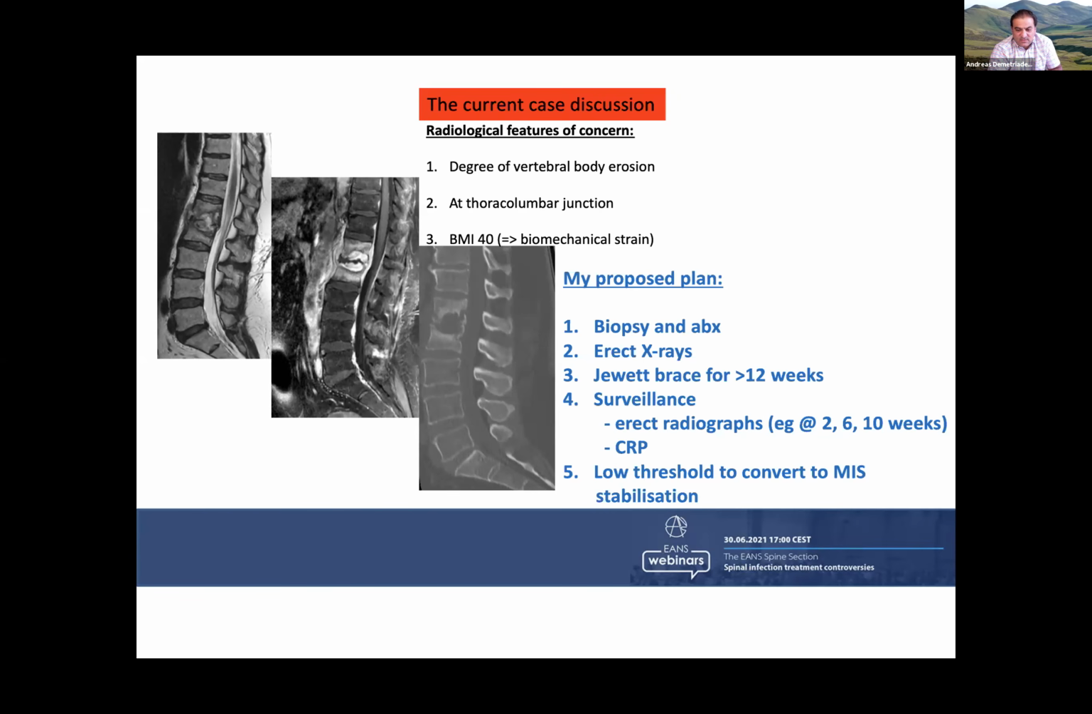I would recommend serial erect radiographs, for example, at 2 weeks, at 6 weeks, and 10 weeks, and so on, while also surveying the CRP. And if there's any sign of failure, then I would intervene with a low threshold to an MIS, posterior only stabilization, but long.